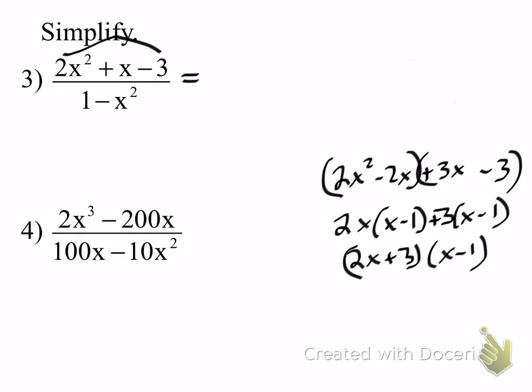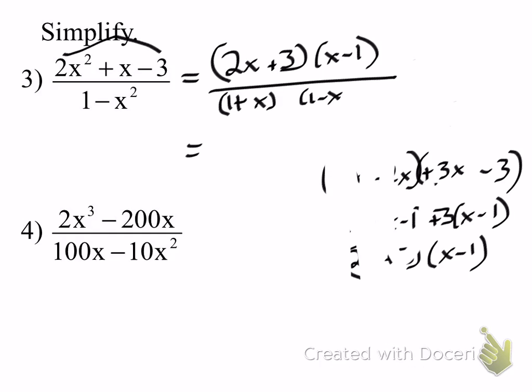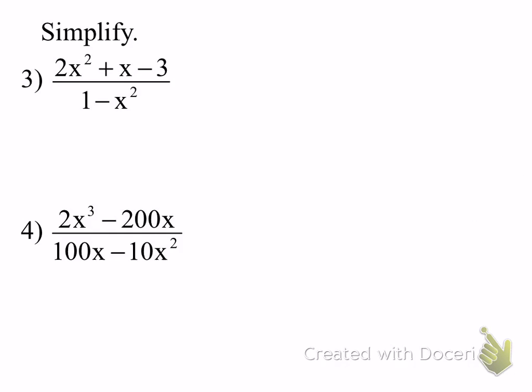And so now I've got 2x plus 3 over x minus 1. On the bottom, how do I factor that? 1 plus x and 1 minus x. 1 plus x, 1 plus x, and 1 minus x. And now I'm going to have to do it again.